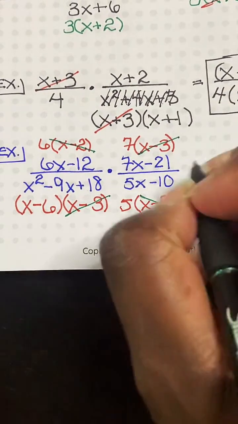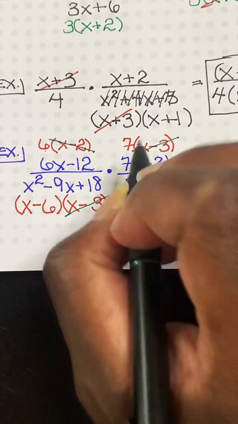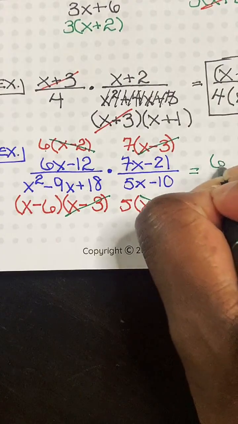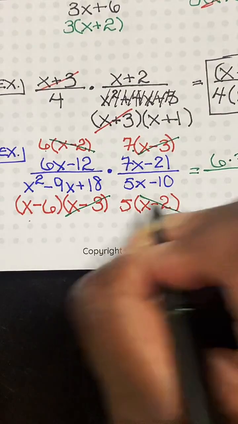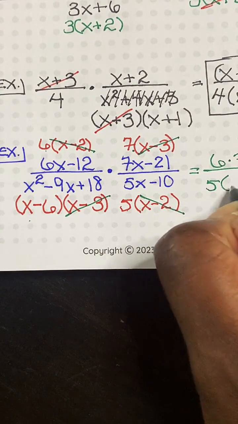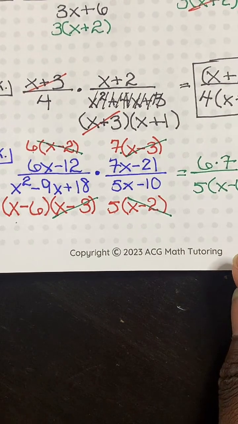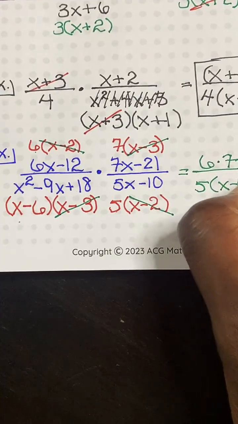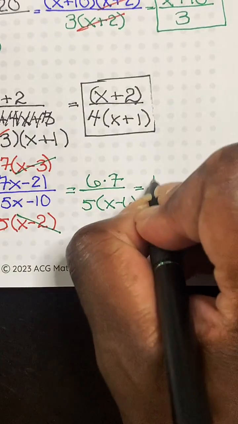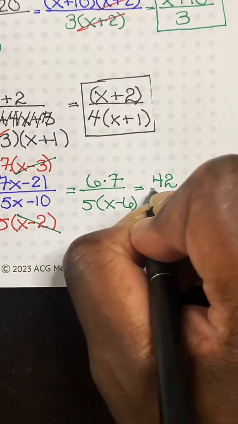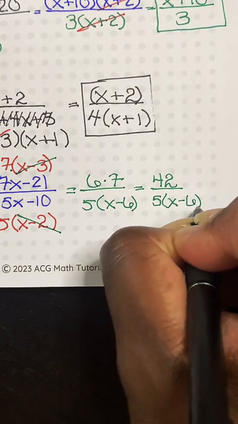Okay, so that means if we clean things up, we have 6 times 7. There's nothing left in the parentheses, so it's 6 times 7 up top. Down underneath, we have a 5 and an x minus 6, because everything else got canceled out. Good, I'm glad everyone had the same answer. So when I slide over, I have 6 times 7. That gives me 42. And then you have your 5 times x minus 6.